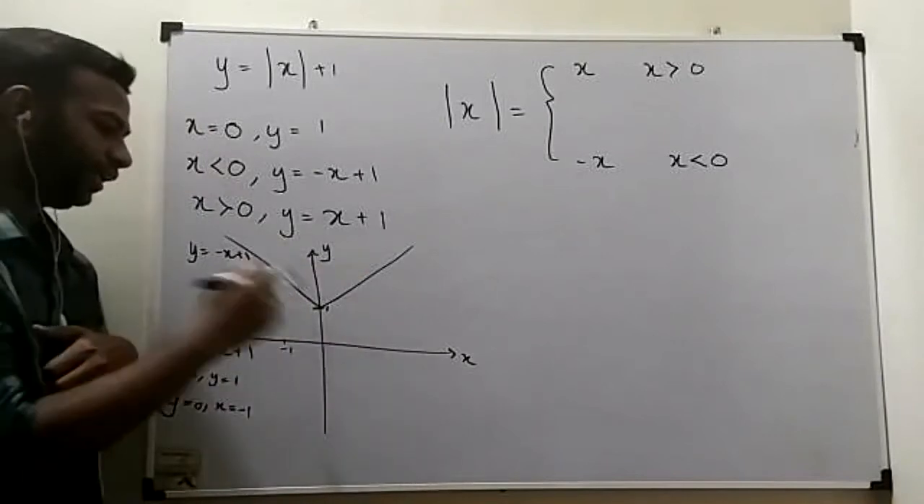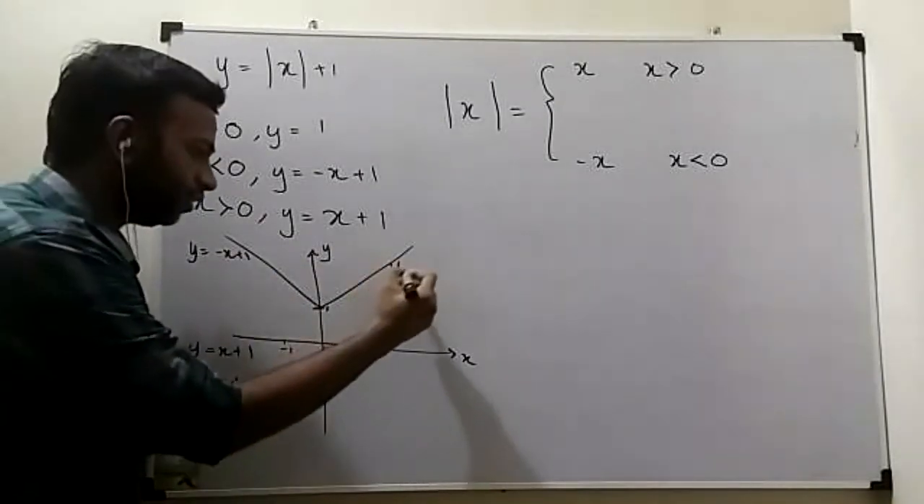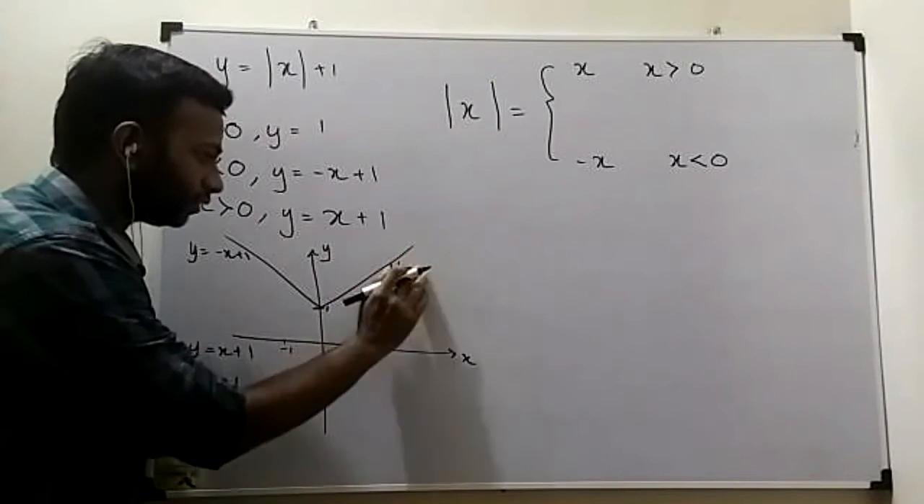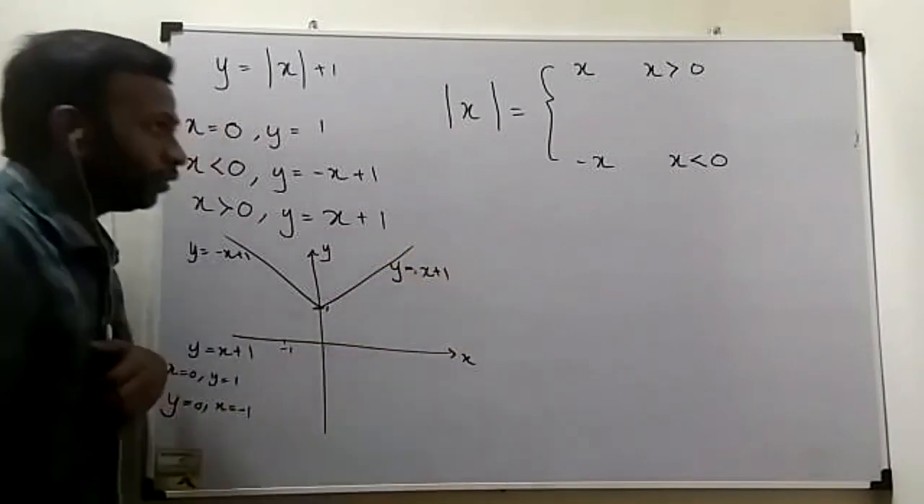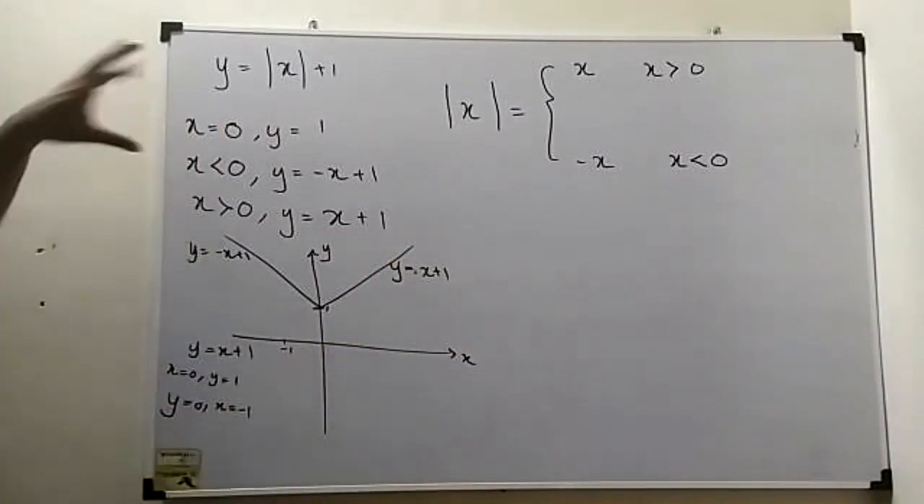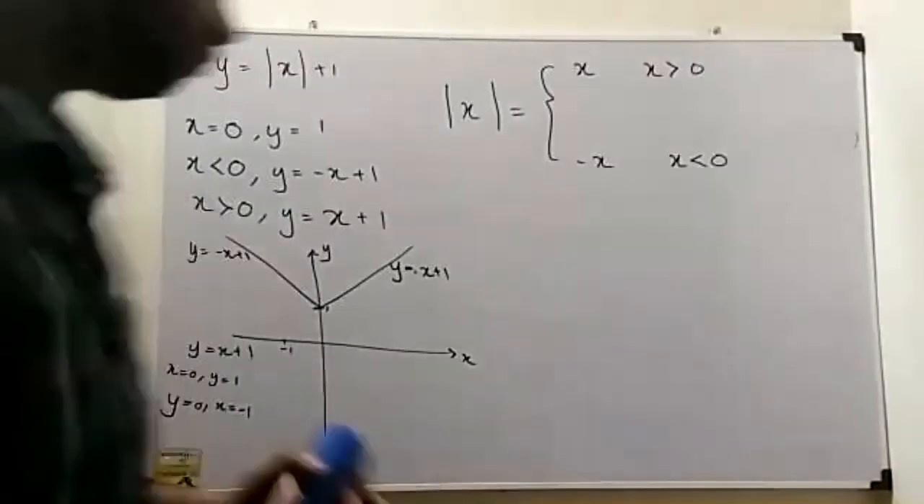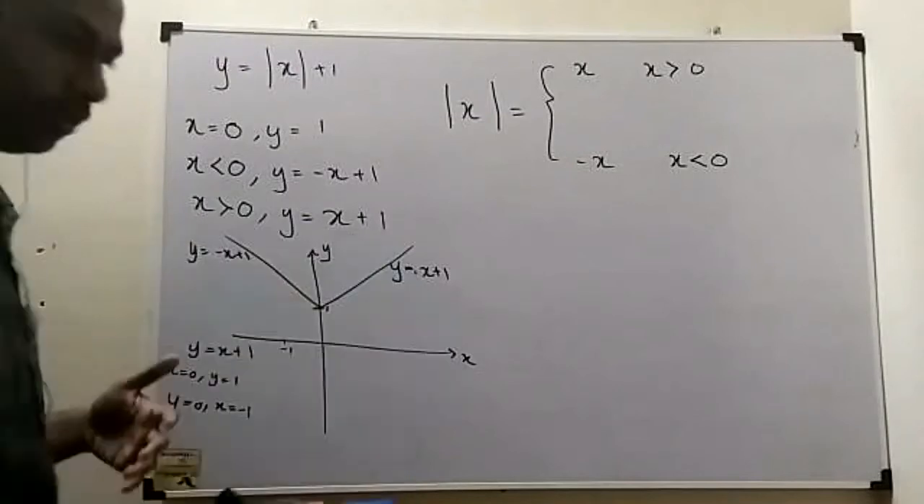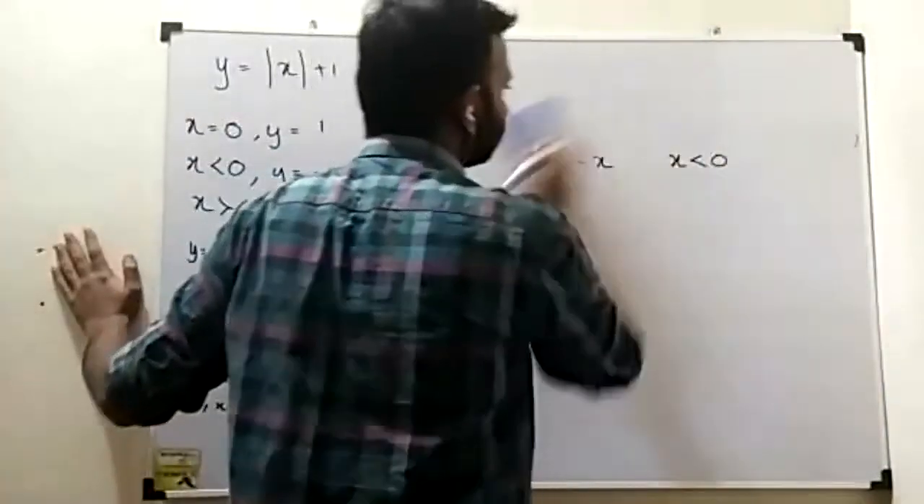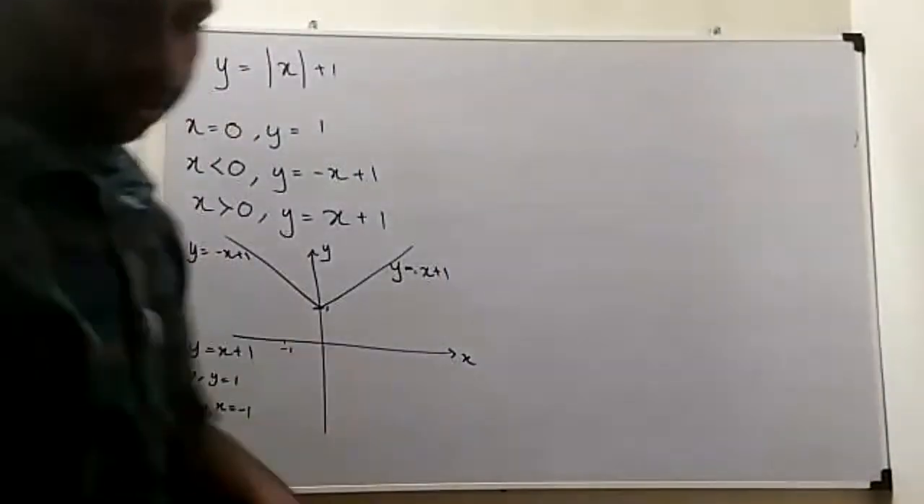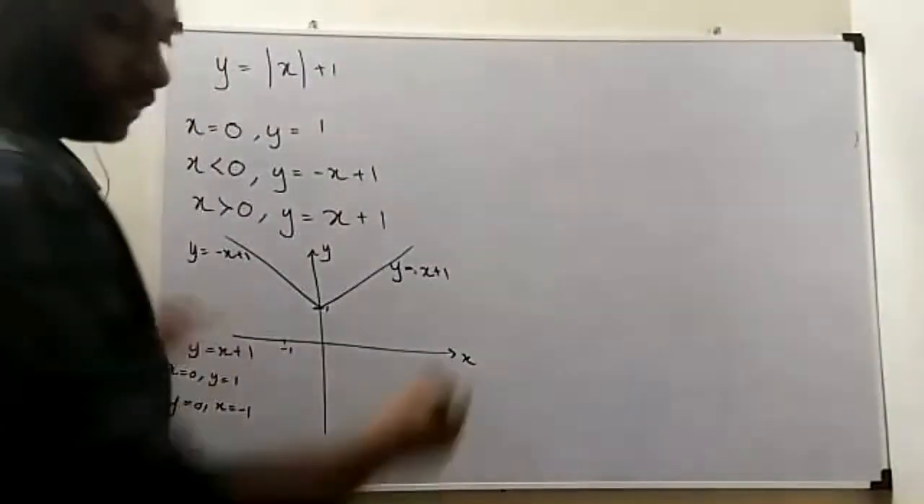This is the equation for y equals minus x plus 1, and y equals plus x plus 1. This is the first graph. Yeah. So we need to sketch both in one. First we'll sketch them separately and then we'll join them together. Okay. So what's the next graph? Y equals 2.